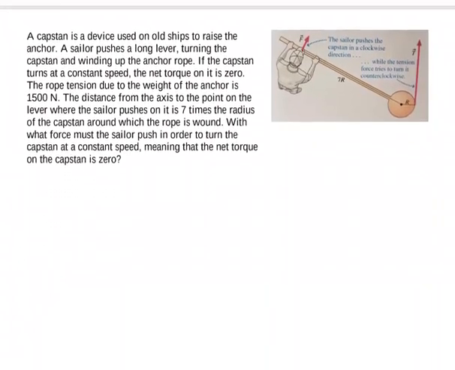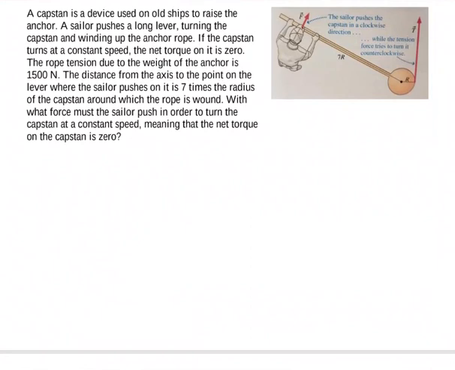Okay, so then we have this. A capstan is a device used on old ships to raise the anchor. So basically, we have the anchor chain here for this tension force. Maybe it's a chain, maybe it was a rope, I don't know. Nowadays, it probably would be a chain. So anyway, this guy here is on the end of a long lever, and he is applying a force as he spins around and winds up the chain, and thus raising the anchor.